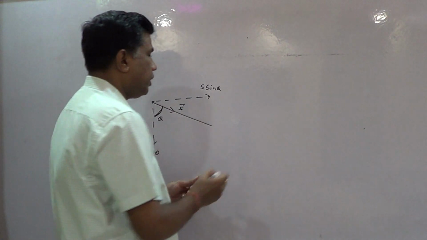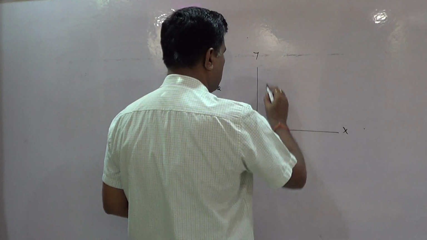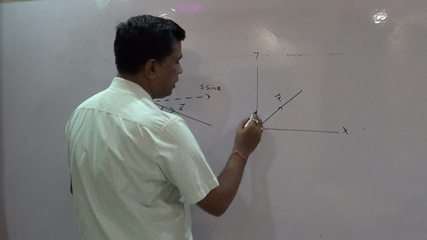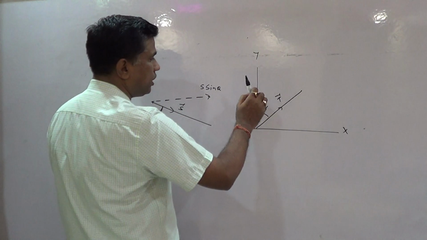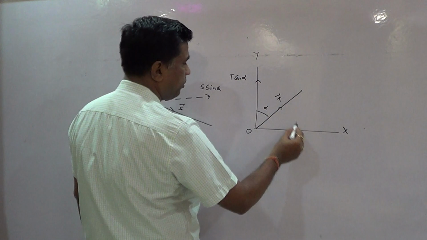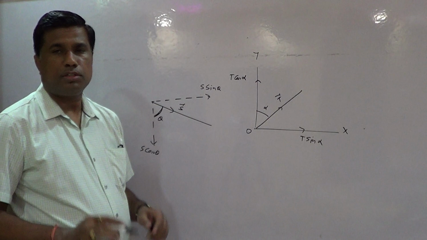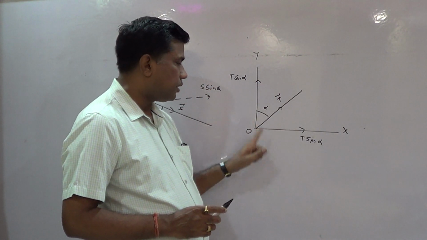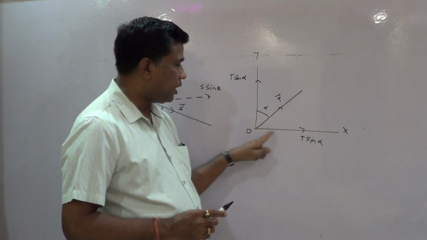I will take one more example. Suppose there is an origin, x-axis, y-axis. Suppose there is a vector t and let this angle be alpha. So the component of t along this direction will be t cos alpha and the component of t along this direction will be t sin alpha. So same concept: the side in which the angle is in contact, there cos, and exactly perpendicular to it sin. So t has components t cos alpha and t sin alpha.